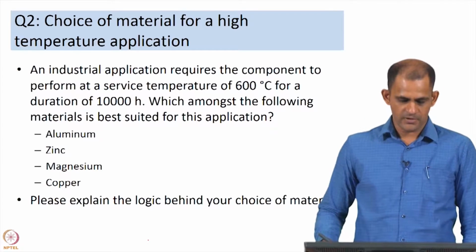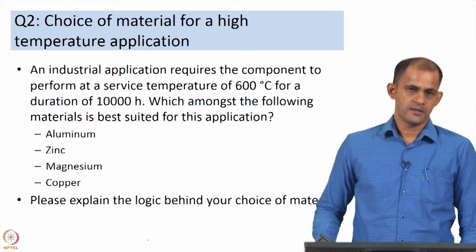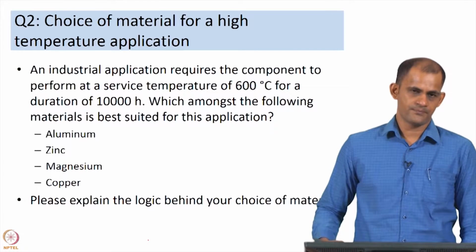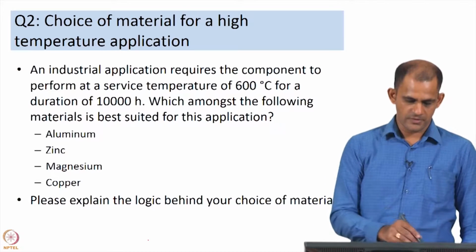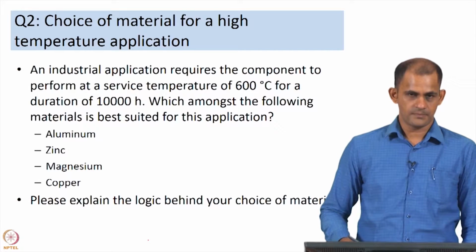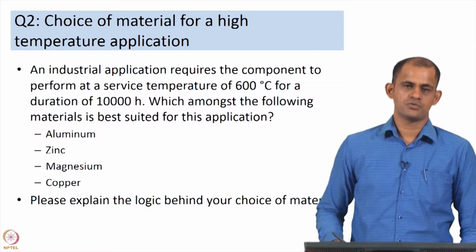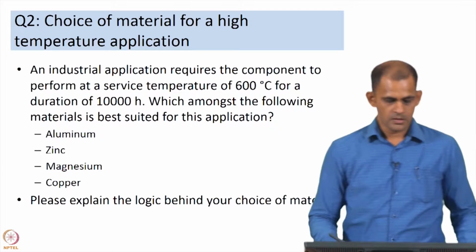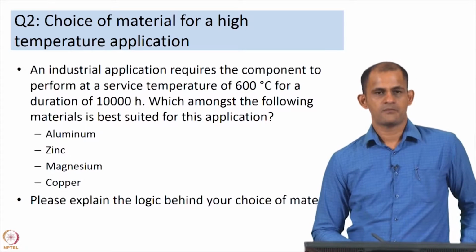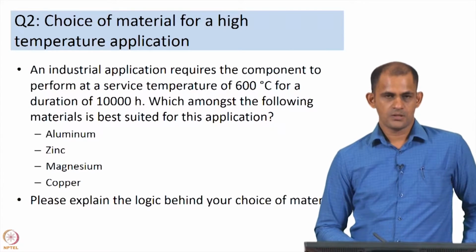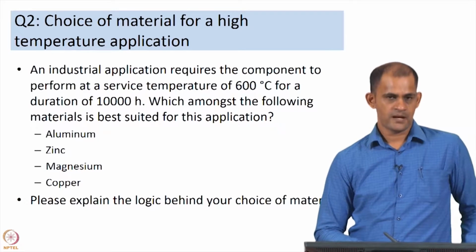An industrial application requires the component to perform at a service temperature of 600 degree centigrade with a service life of 10,000 hours. If you are given 4 different materials, listed here: aluminum, zinc, magnesium and copper, which of these materials do you think will be best suited for this application? The material has to survive a service temperature of 600 degree centigrade for at least 10,000 hours. So, which material of those listed below would you choose for this application and why?